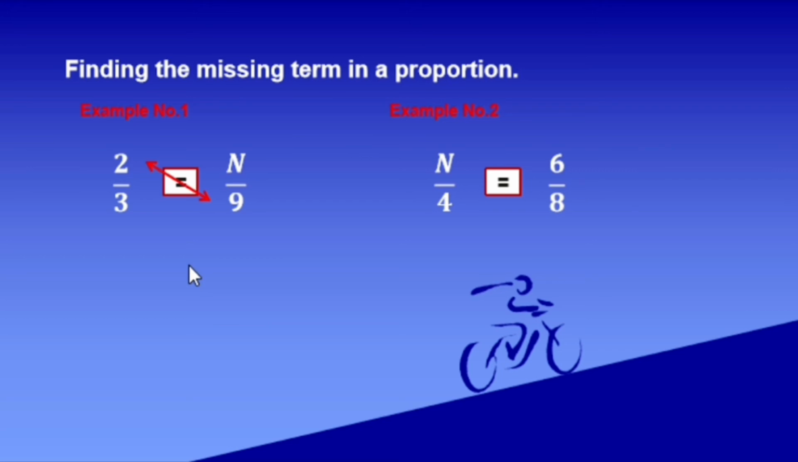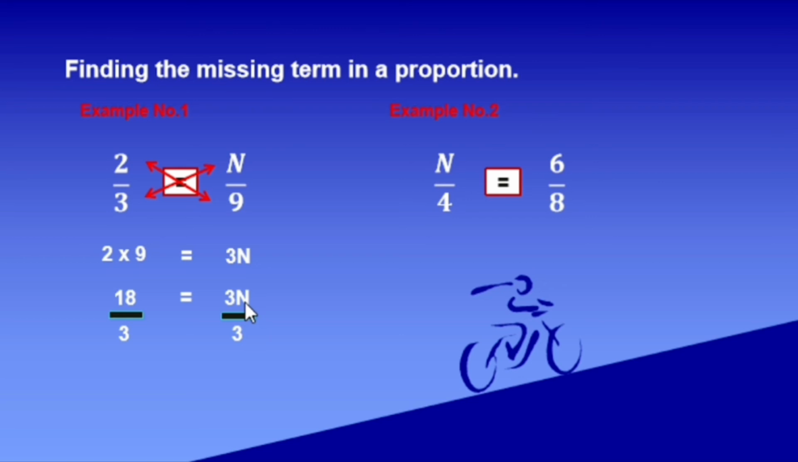Okay, first multiply 2 times 9. And then, second, multiply 3 times n. 3 times n is equal to 3n. Multiply 2 times 9, that will give you 18, is equal to 3n. Now, we need to get the value of n. What are we going to do? To get the value of n, we just simply divide both sides by 3.